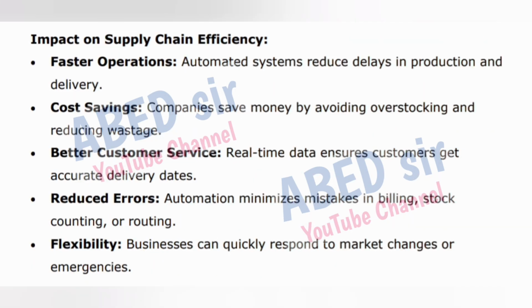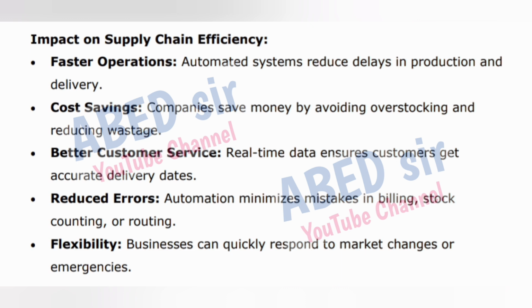Impact on supply chain efficiency. Faster operations. Automated systems reduce delays in production and delivery. Cost savings. Companies save money by avoiding overstocking and reducing wastage. Better customer service. Real-time data ensures customers get accurate delivery dates.